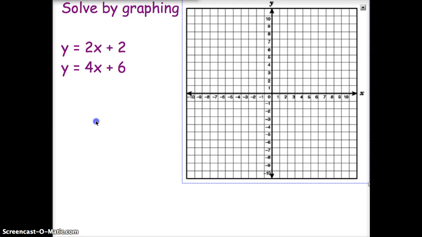Let's take a look at this first problem. We've got y equals 2x plus 2 and y equals 4x plus 6. We're going to start out by graphing these equations. So y equals 2x plus 2. My y-intercept is at the ordered pair 0, 2, so I'm going to graph that. And then I'm going to go up 2 over 1 for my slope. And I'm going to do this several times to make sure that I get a very accurate graph.